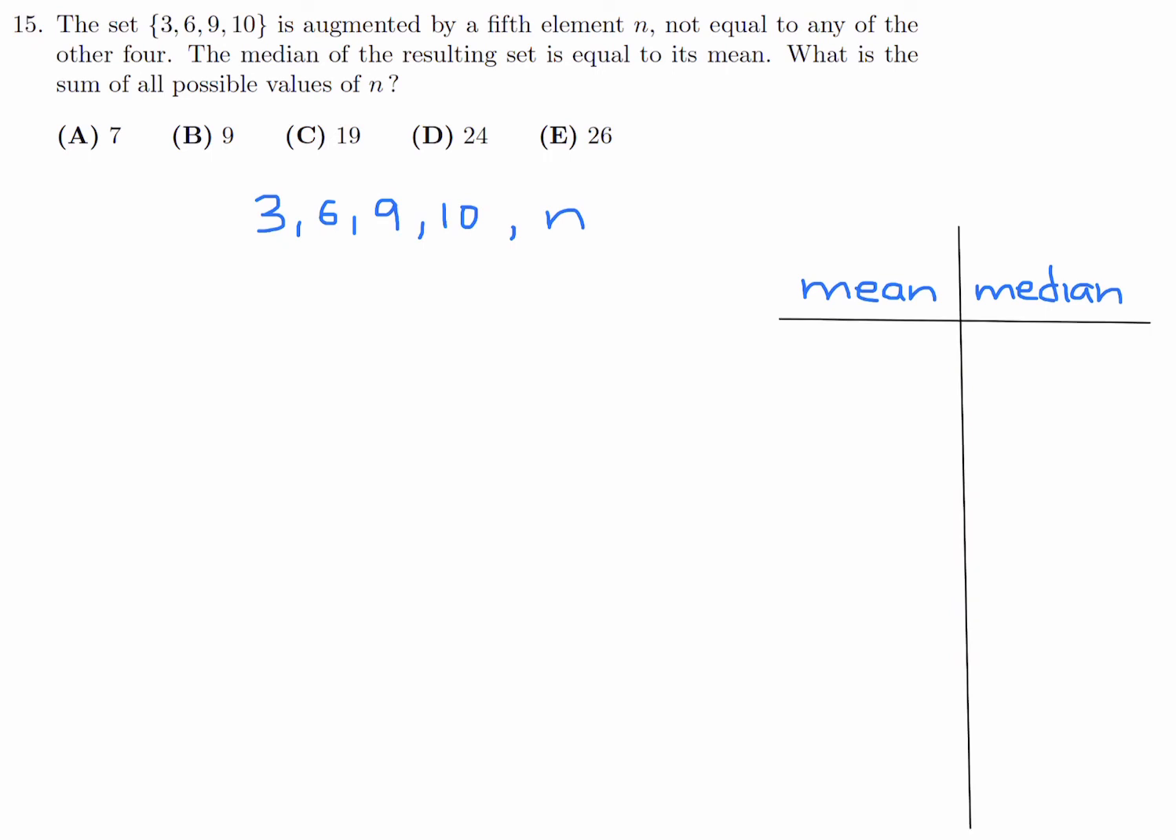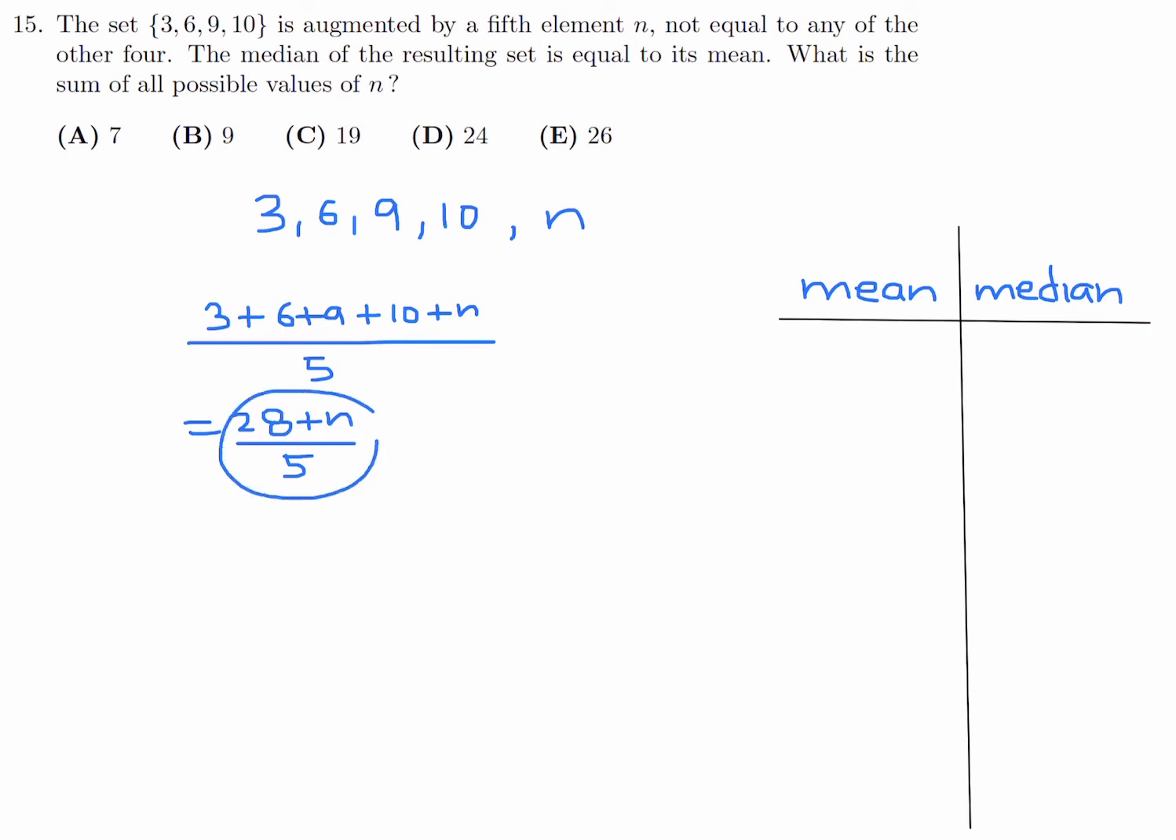So first, what is the mean? It's 3 plus 6 plus 9 plus 10 plus n all over 5. And that is equal to 28 plus n over 5. Now, they don't tell me if n is an integer or not. I wonder if that is a requirement. Fifth element. Well, I'm going to treat it as if it's an integer. So here we go.